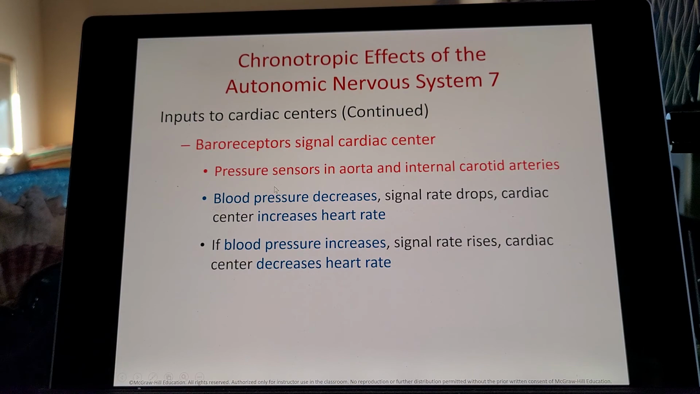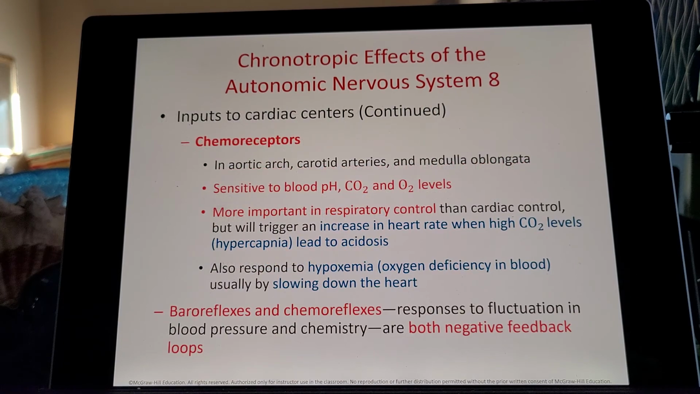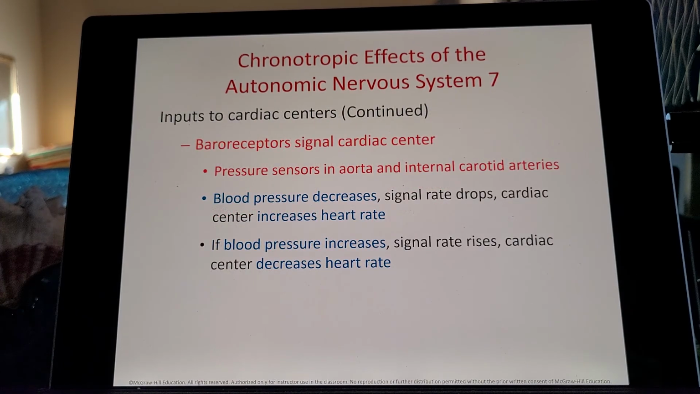Nope. Okay, here we go. This is what I needed. Just making sure: baroreceptors and chemoreceptors. Okay, so the last part of your study guide, baroreceptors versus chemoreceptors.